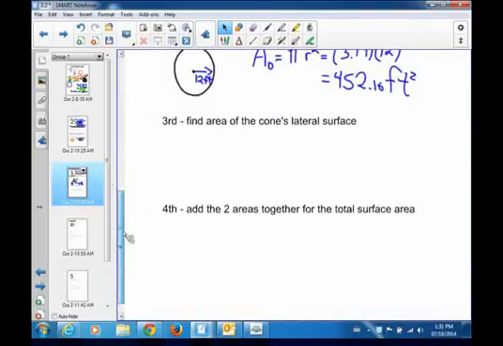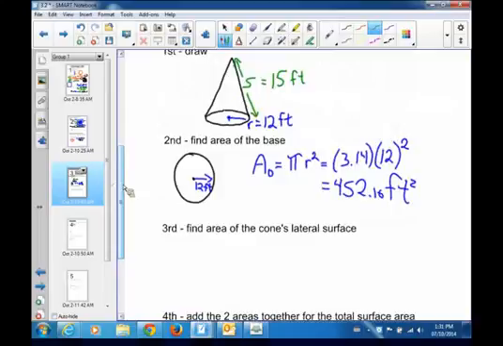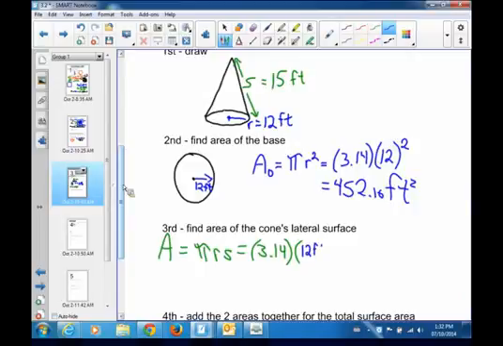And I use green, I think. Yeah. A is equal to pi radius and slant height. 3.14. Radius is 12 feet. I use my color coding so you can see where I get the numbers from. Nope, it's just 12 feet in the pi r s, it's just a plain old r, if you want to think of it that way. And then 15 feet for the slant height.